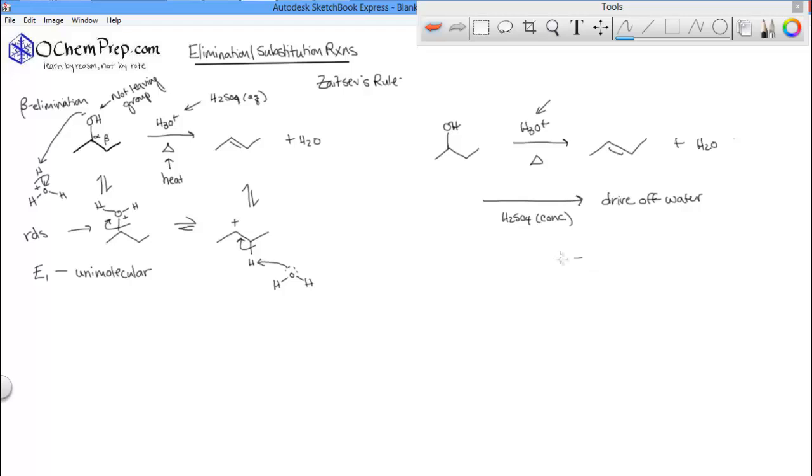If we want the reaction to go this direction, then what we're going to do is add water. And so if you add water, just like with Le Chatelier's principle, it's going to shift it toward the left. So if you keep an abundance of water, you're going to make the alcohol. If you take away water, it's going to make the alkene.